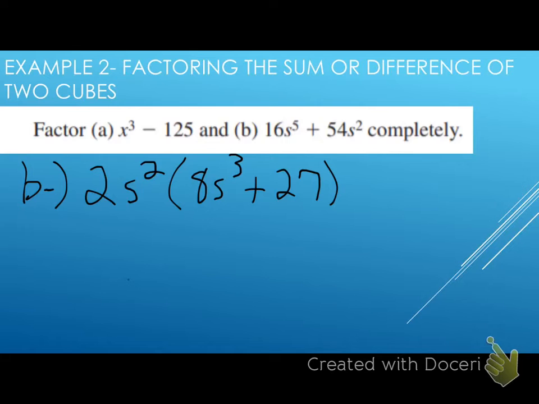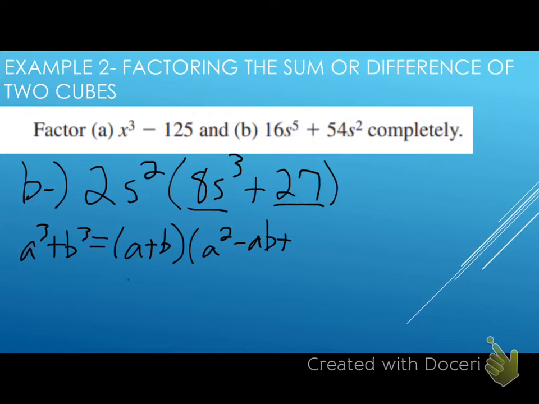Which one? The 8s cubed plus 27. How can I factor that one? With sum of two cubes. Can I take the cube root of 8s cubed? Yep. Can I take the cube root of 27? Yep, they're being added together. That's the sum of two cubes right there. So I'm using a cubed plus b cubed equals a plus b times a squared minus ab plus b squared.